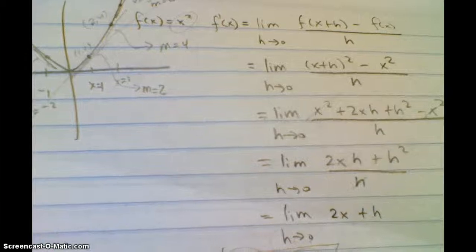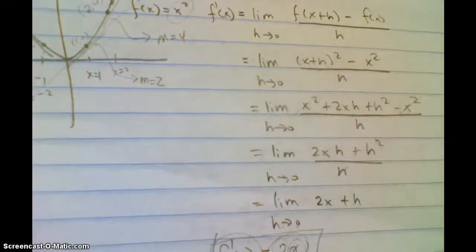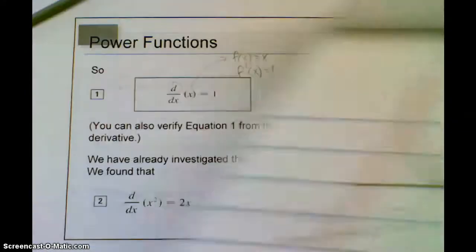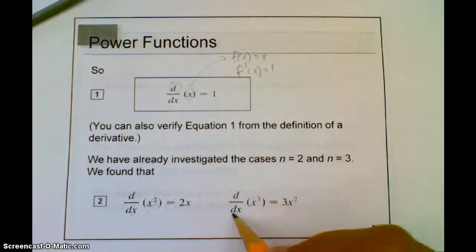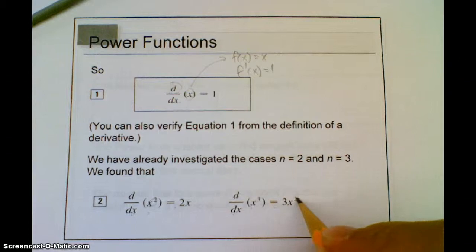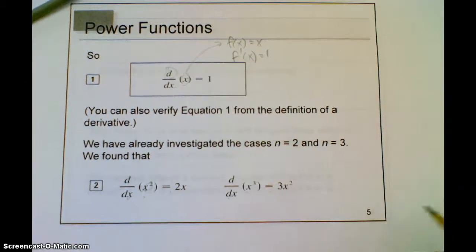I need to remind you this was seen in another video. We did all this work and we found out that f prime of x is 2x. Right there, you see it. So the derivative of the function y equals x squared with respect to x is 2x. The derivative with respect to x of x cubed is 3x squared. Do you see a pattern going on here?